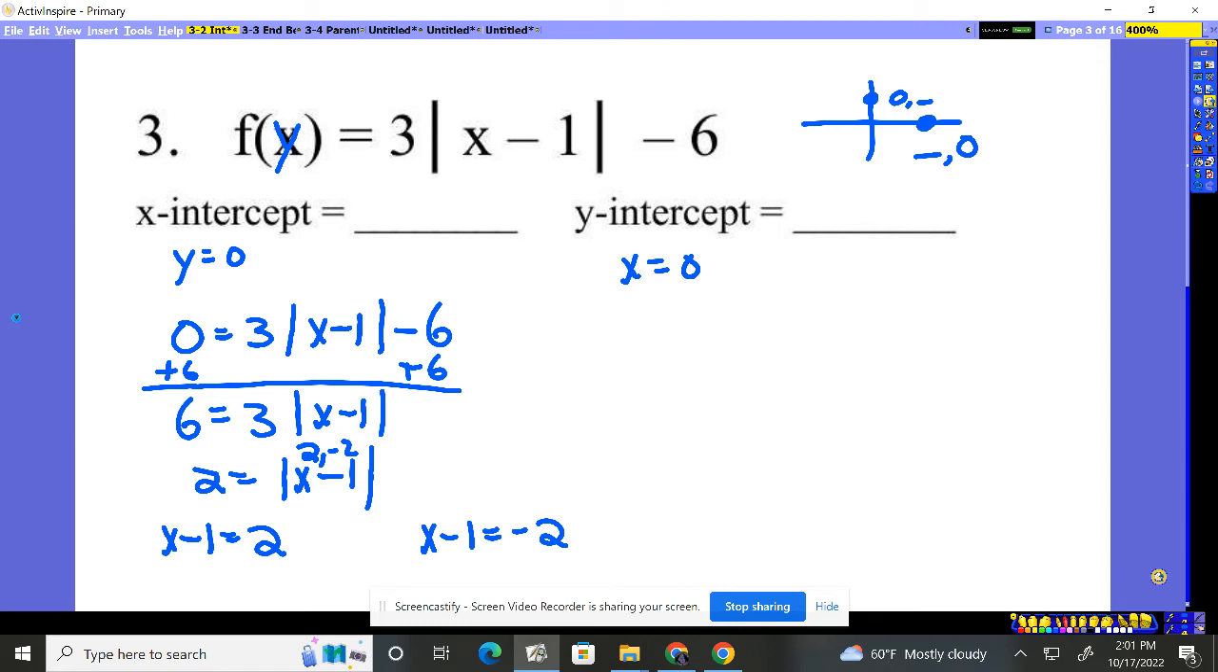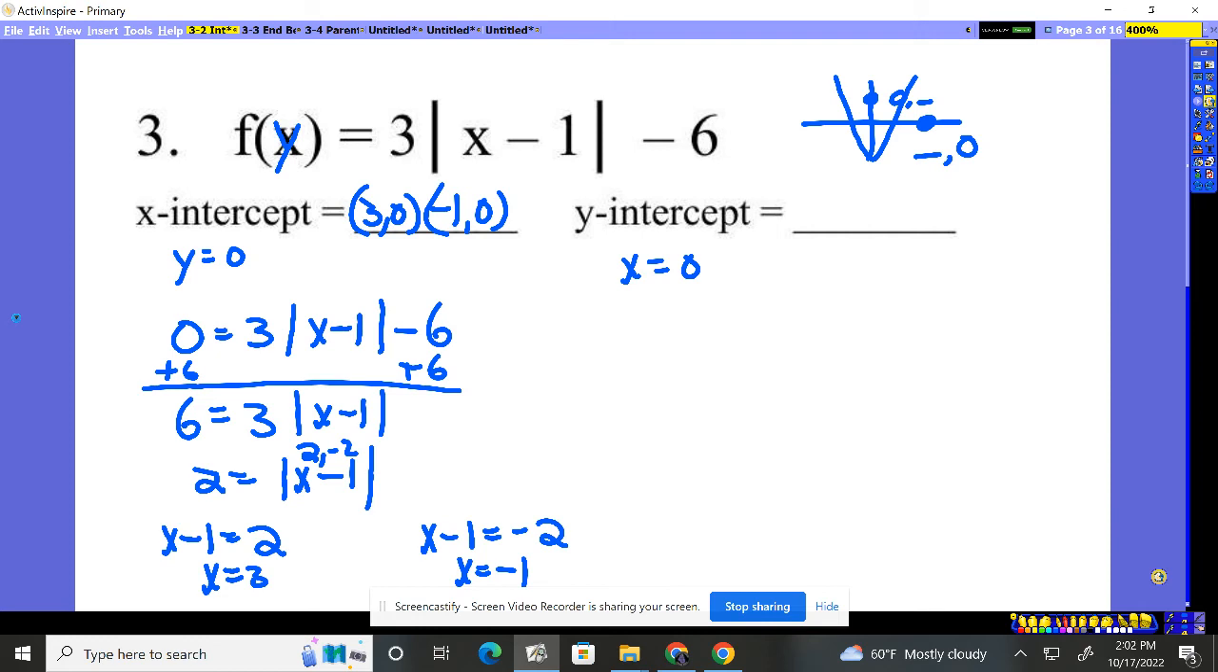Solving this, I add 1. I get 3. Here I add 1. Negative 2 plus 1 is negative 1. Those are your two values. So this crosses at (3, 0), and the other crossing is (negative 1, 0). The reason being is this is a V. It comes down and hits and then shoots back up. Remember, absolute values are V's.